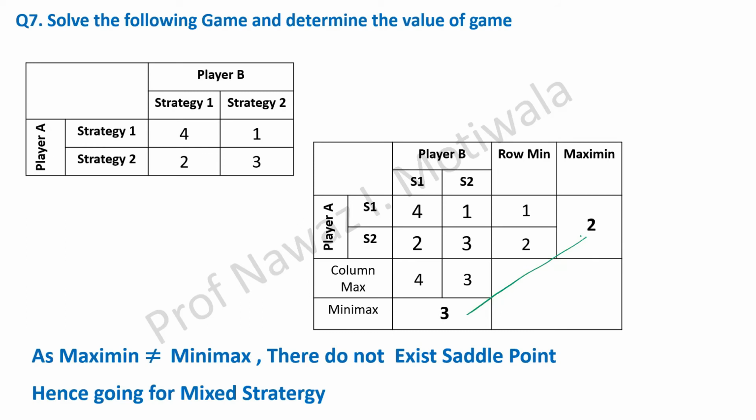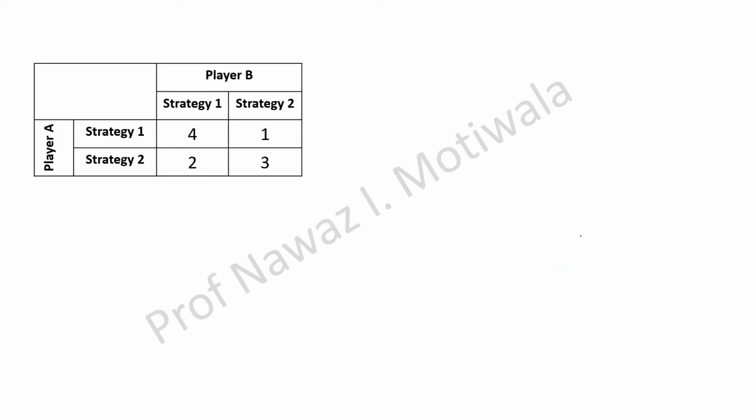Now from here you are free to choose whatever method you want. Just observe the question. What does the question say? Solve the following and find the value of the game. They have not told which method. So as I told, the simplest method is the augment method. So we will go by the augment method.